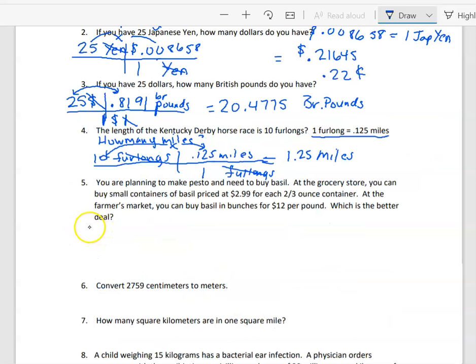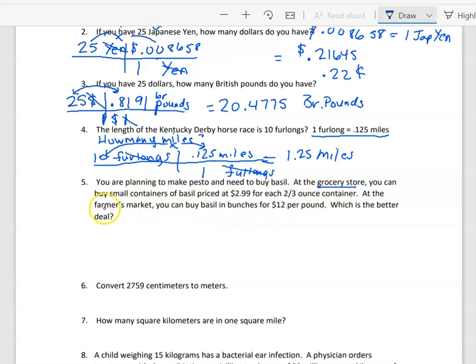You are planning to make pesto and need to buy basil. At the grocery store, you can buy small containers of basil priced at $2.99 for each 2/3 ounce container. And at the farmer's market, you can buy basil in bunches for $12 a pound. Which one is the better deal?